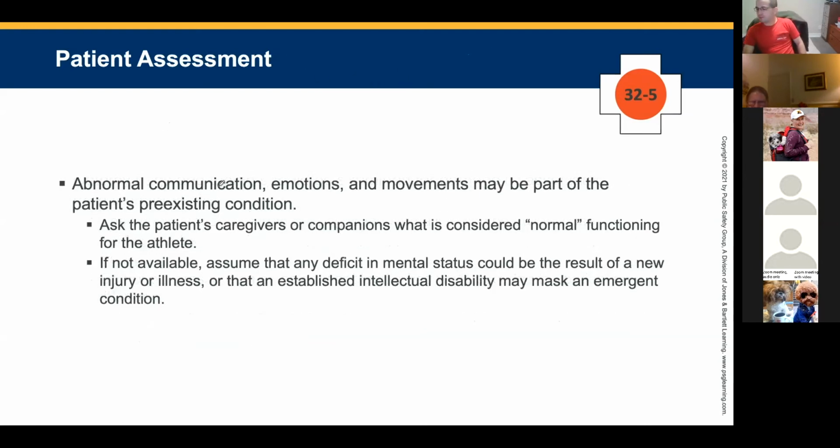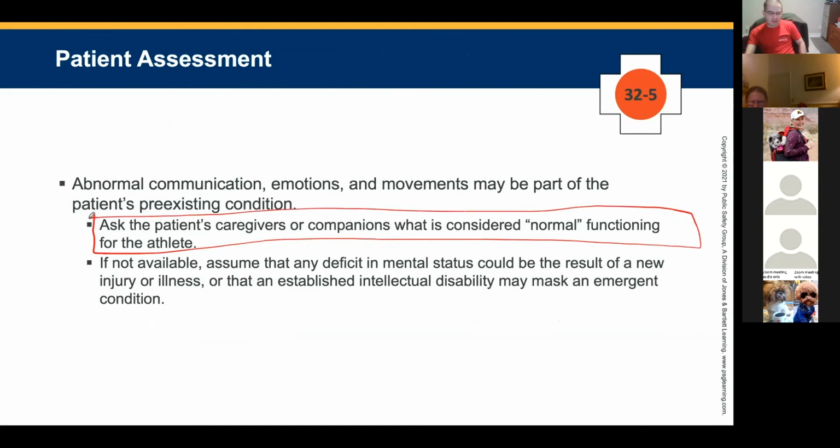Abnormal communication, emotions, and movements may be part of the patient's pre-existing condition. So we want to ask the patient's caregivers or companions what is considered normal functioning for the athlete. As you can see here, this is another repeating theme. If there's two things you take away from today, keep equipment with patients, find out what their baseline is, and I'd probably say third or 2.5 is how long have they been like that, or if they're not acting normal. So if not available, assume that any deficit in mental status can be a result of a new injury or illness, and that an established intellectual disability may mask an emergent condition.